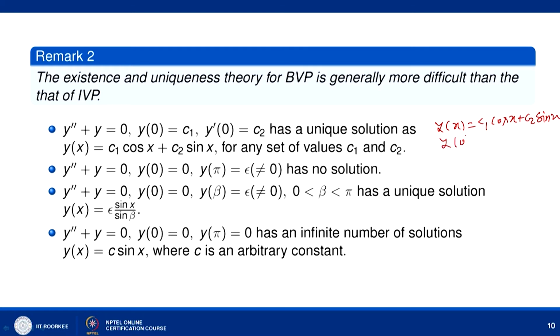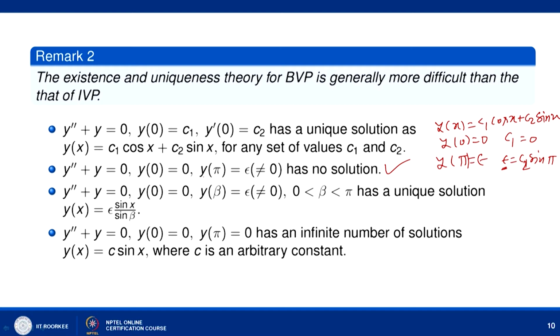Now, we look at y(0) = 0. This forces us to choose c1 = 0, because if you put x = 0, then sin x is 0 and cos x is 1, so c1 has to be 0. But if we look at y(pi) = epsilon, then we have epsilon = c1 cos(pi) + c2 sin(pi), and c1 is 0, so it is c2 sin(pi). Now, sin(pi) is simply 0, but here we have a non-zero value, so it means that this has no solution.